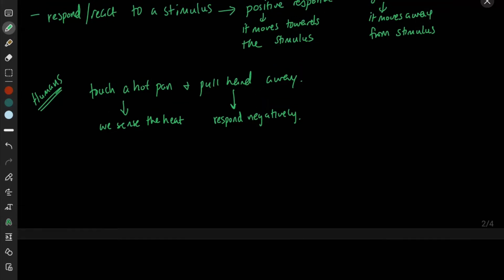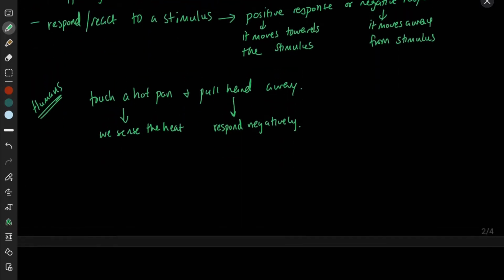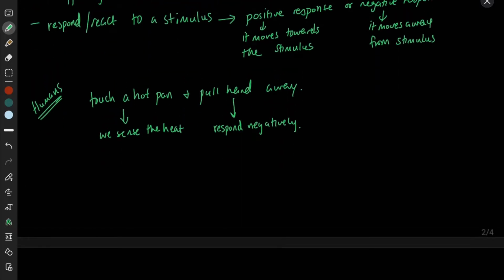So this again goes to show how the ability to sense and respond aids in the survival of the individual, right? It protects us, because if we come in contact with a stimulus that can be potentially harmful, like touching a hot pan, we can respond in a way that we can get away from it, and so the stimulus doesn't actually hurt us, right?